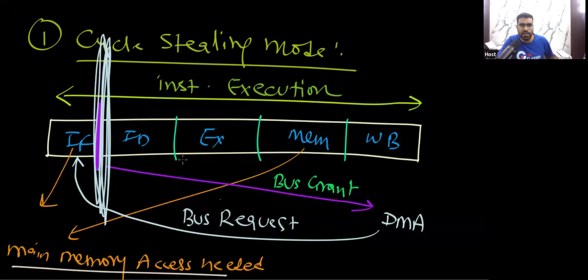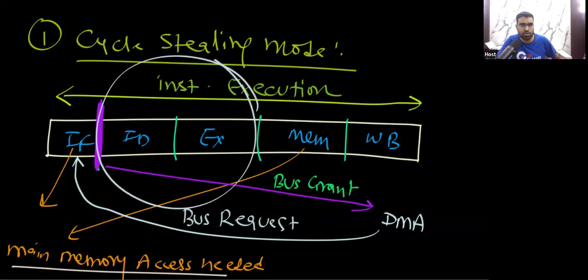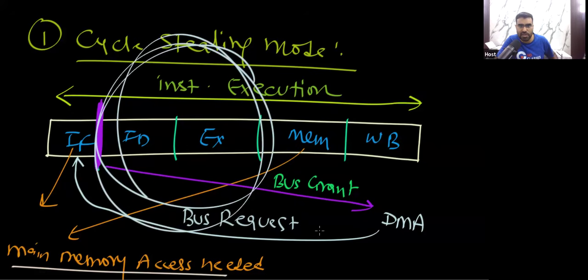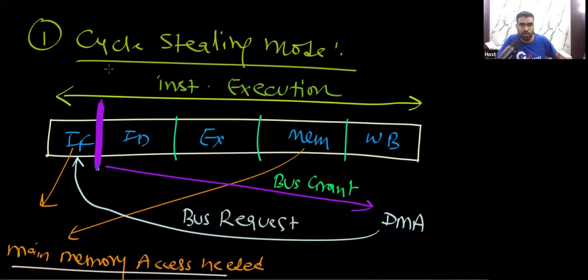But now you tell me, in these two cycles, during this time, DMA is doing the data transfer. During this time, is the CPU idle? No, CPU is not idle, because during this time, CPU does not need to access main memory. CPU can do the decoding, CPU can do the execution. Then CPU needs main memory here. Yes or no? Do you agree?